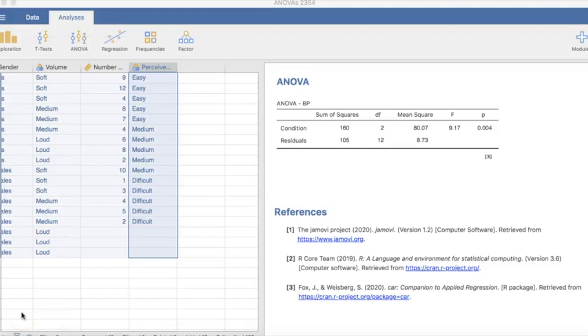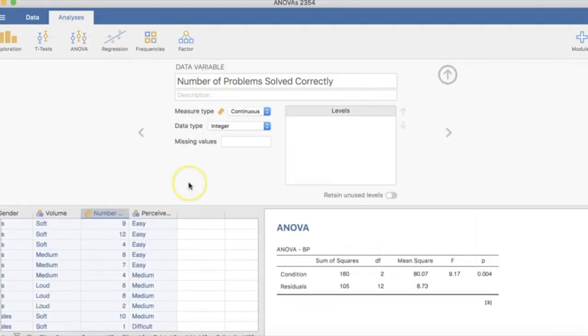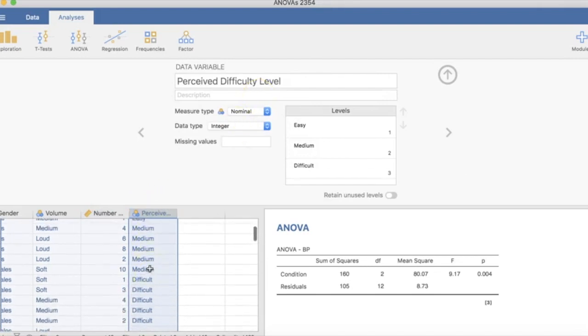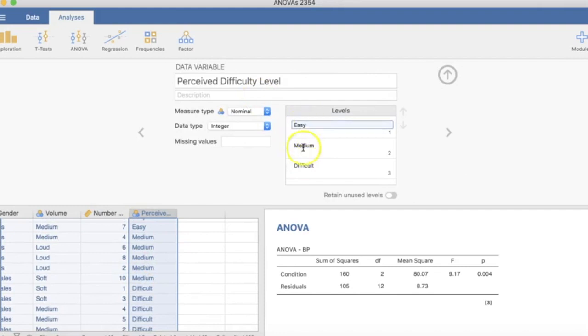For this second problem, we're going to do an ANOVA, but we're going to add the PSYC to it. So remember, we are interested in the perceived difficulty for solving math problems. Here we have the number of problems to solve correctly. That's going to be our dependent variable, which is continuous. And then perceived difficulty level is going to be the groups. So we have three: easy, medium, and difficult.